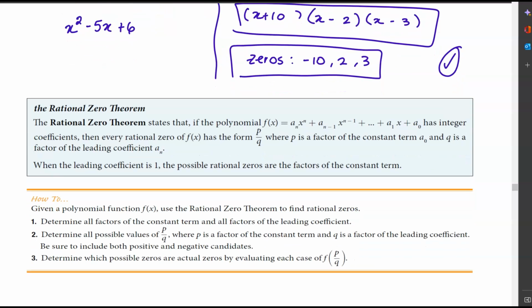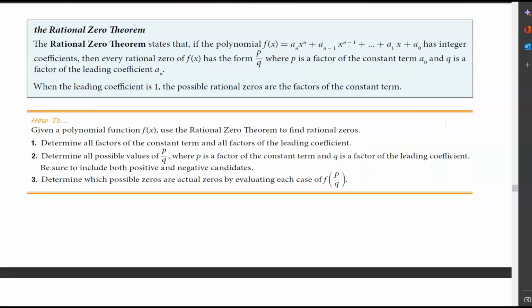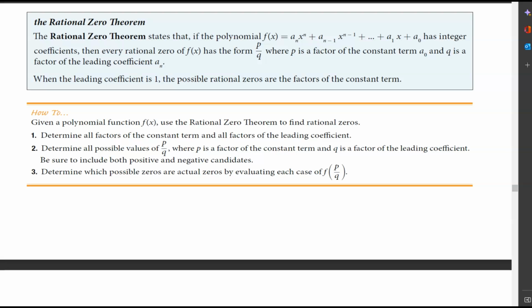So let's take a look now at the rational zero theorem. The rational zero theorem states that if the polynomial f of x, as it looks here, has integer coefficients, then every rational zero of f of x is of the form p over q, where p is a factor of the constant term a sub naught, and q is a factor of the leading coefficient a sub n.